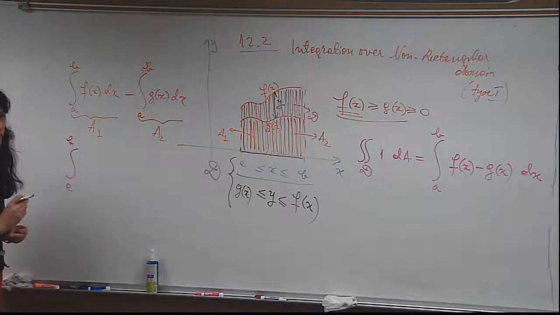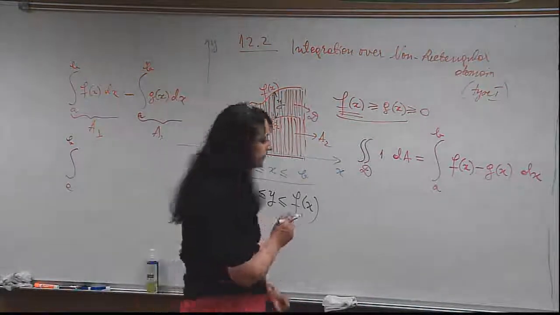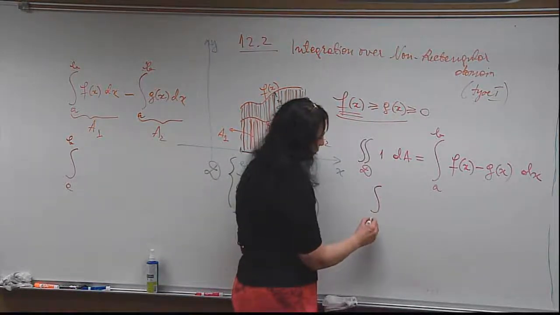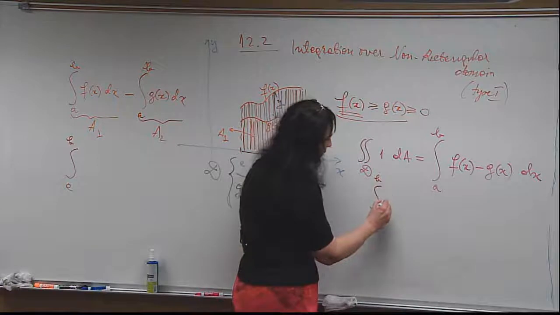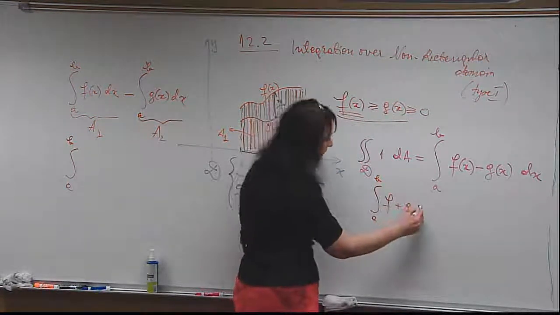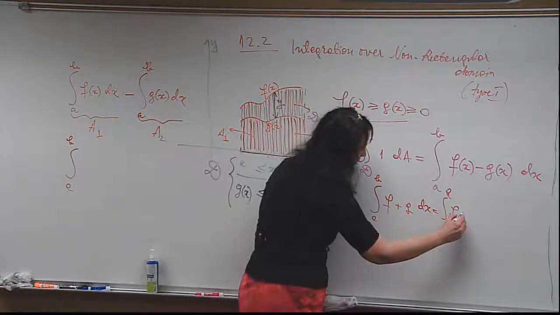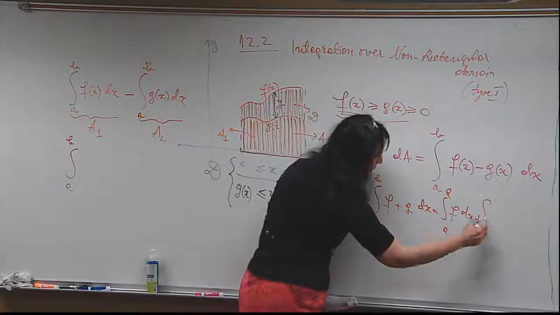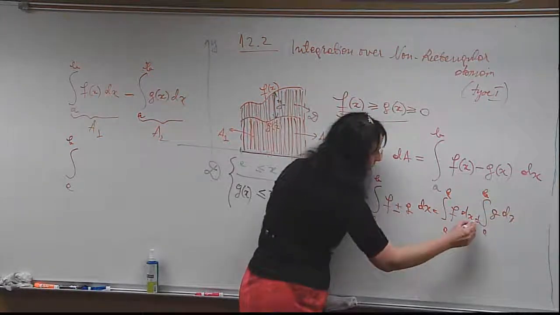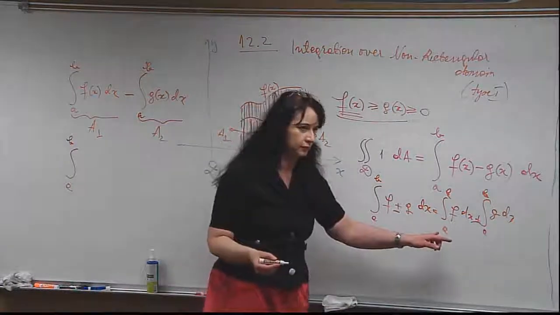Now you say, wait a minute. Based on what? Based on some sort of additivity property of the integral of one variable, which says the integral from a to b of f plus g, you can have f plus or minus g, doesn't matter, dx, is the integral from a to b of f dx plus the integral from a to b of g dx. Doesn't matter what. You can have a linear combination of f and g.